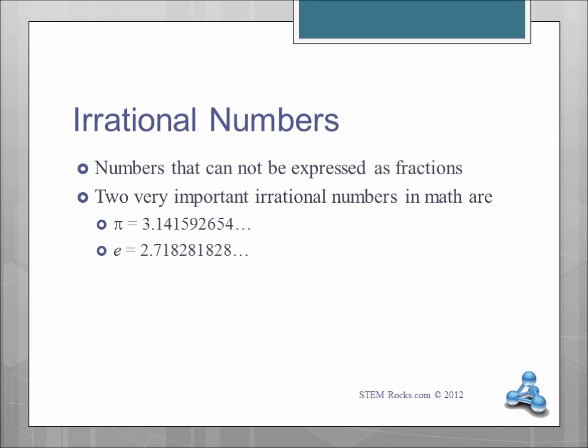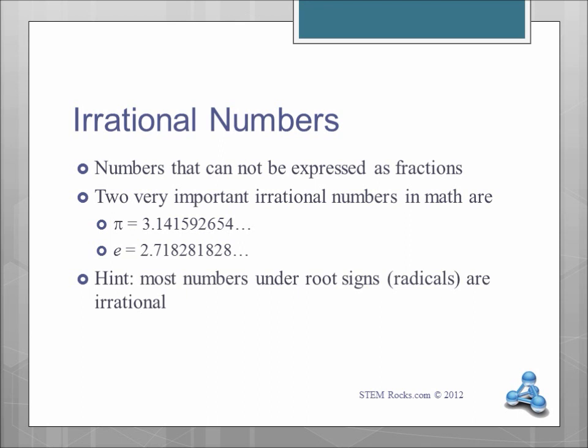Irrational numbers are the opposite of rational numbers. These are numbers that cannot be expressed as fractions. Two very important irrational numbers that we will see a lot of in coming modules are pi and e. Pi equals approximately 3.14, but it never ends. It has many numbers after it, but we usually round that to 3.14. E is 2.7. Again, it goes on and on and on, but we round it off to 2.7.